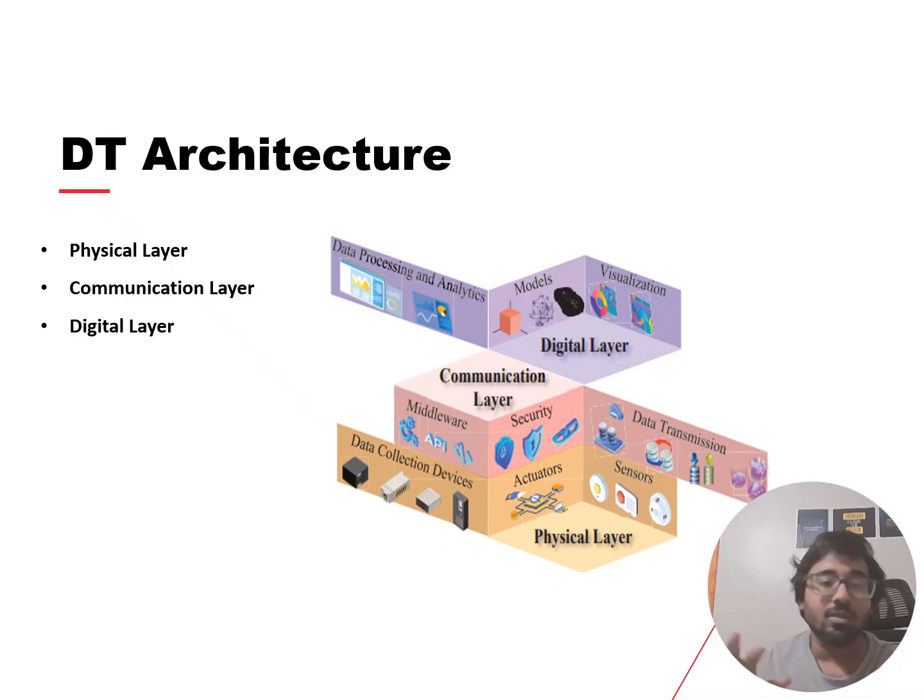We can say that in the digital twin there are three main layers. The first one is the physical layer, which has all the assets such as sensors or other data collection devices. The second layer is the communication layer, which is responsible for data transmission to the server or database. There are multiple techniques that are discussed in this paper. Then the third layer is the digital layer, which is for data preprocessing and AI model analytics.